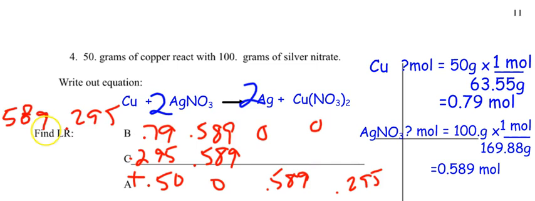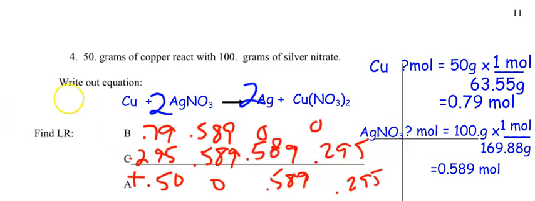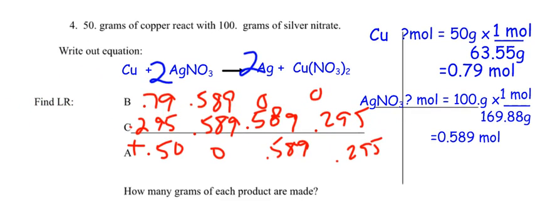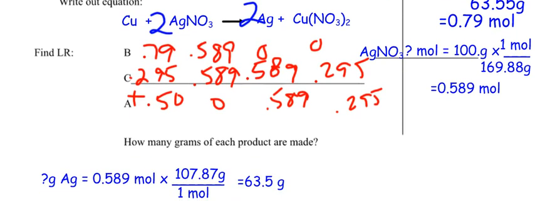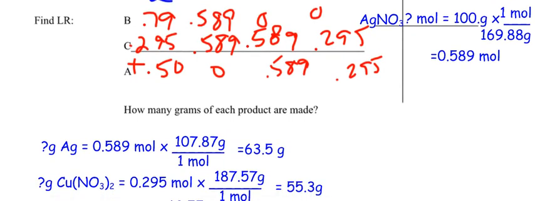So now what? What's my next question? Whoops, come back here. There we go. What is my next question? How many grams of each product are made? Not moles, grams. Go ahead and do this. Pause it. Work on it. All right, here is your grams of silver. I got 63.5 grams of silver, and I ended up with 55.3 grams of copper nitrate.